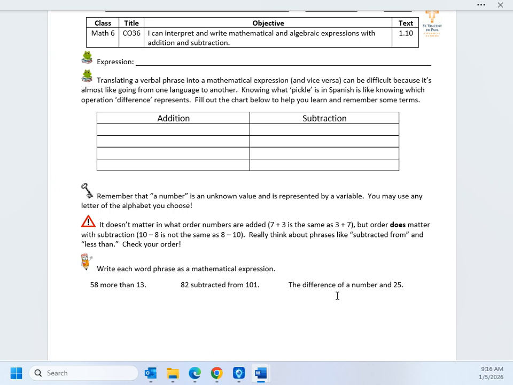A mathematical expression, that algebraic expression, is a mathematical statement. So it's not the same thing as an equation. There is not an equal sign. Okay, so a statement doesn't have the equal sign, so just know that.